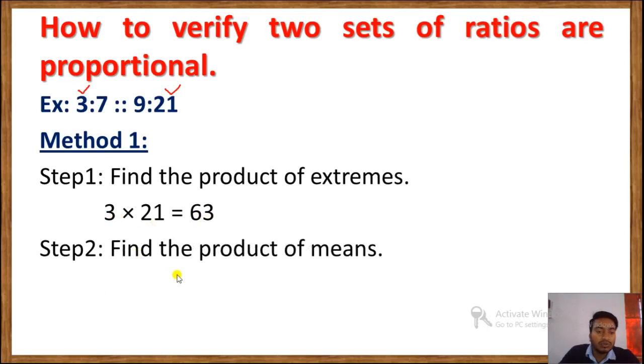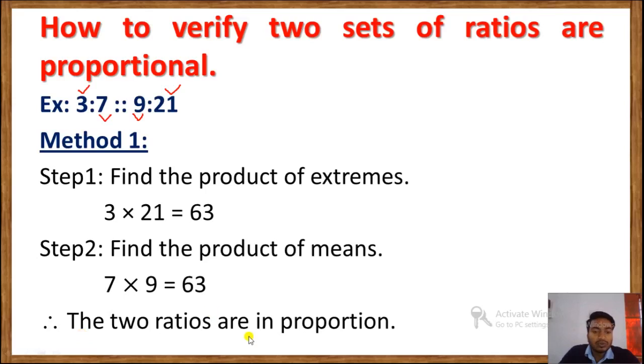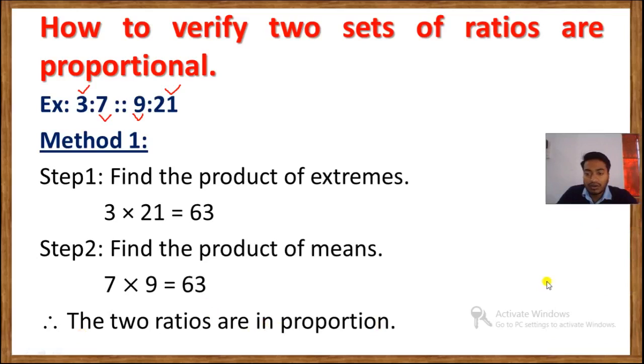Then step number 2: find the product of the means, that means the product of 7 and 9. These are the means here, 7 and 9. When we multiply we get 63. So you can see 63 here and 63 here. That means these fractions are in proportion. It's proved now. Therefore the two ratios are in proportion. Understood?